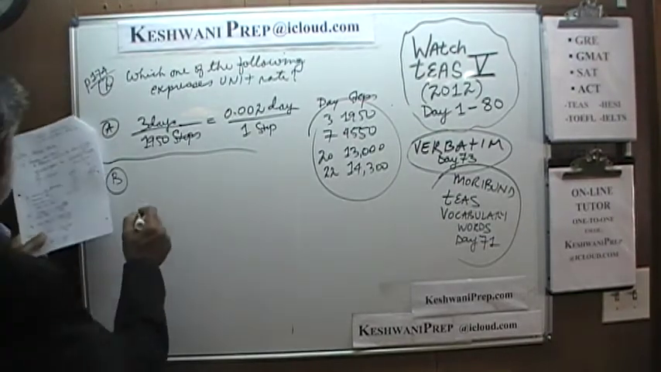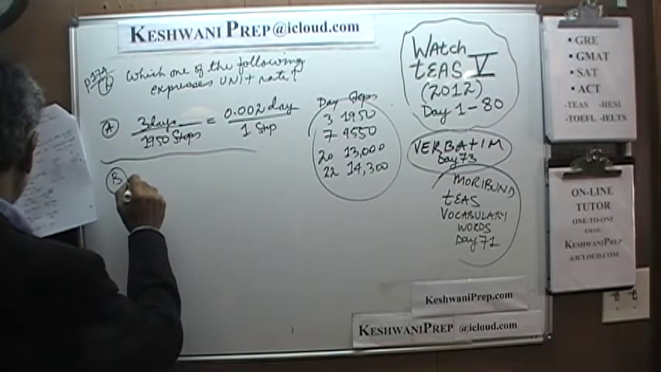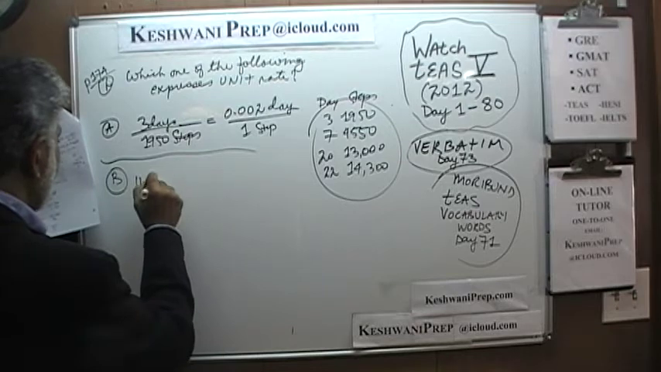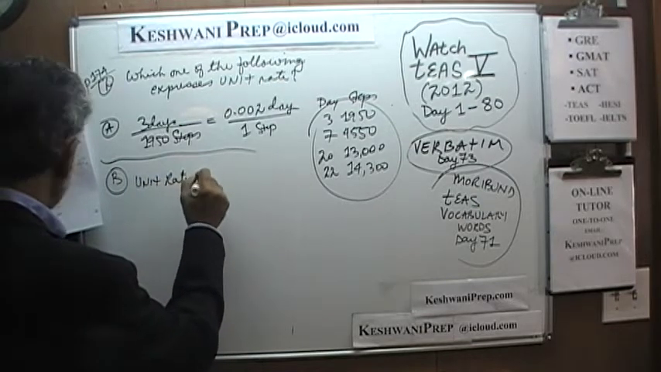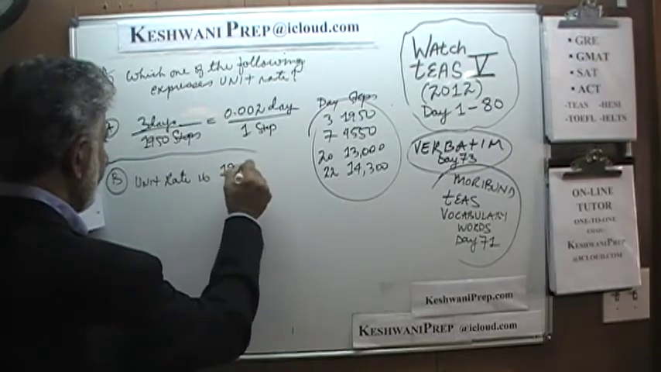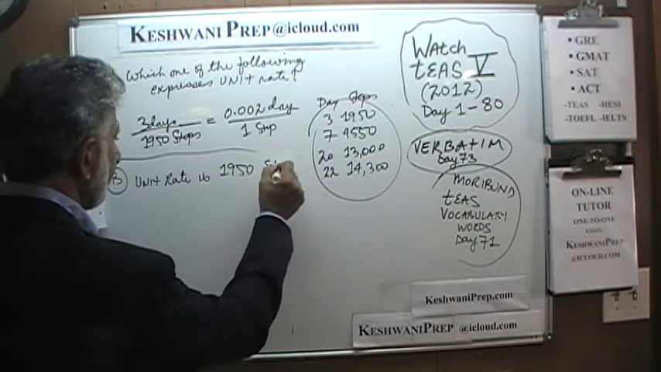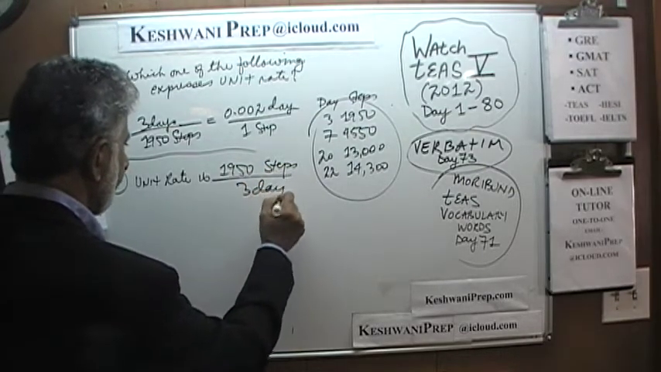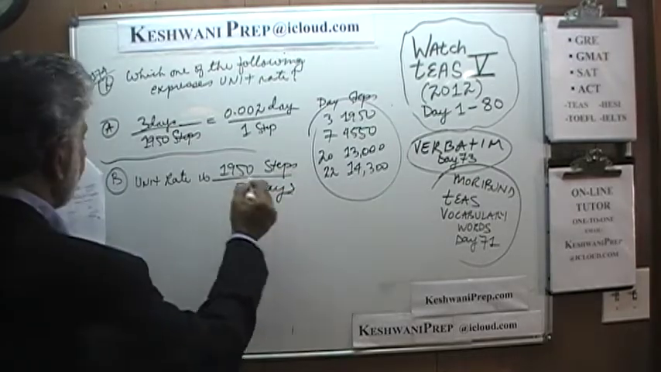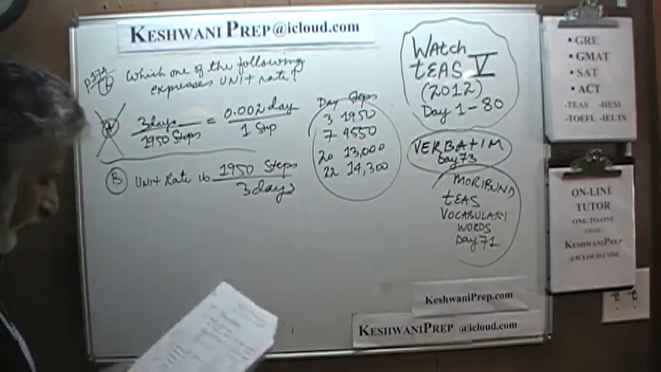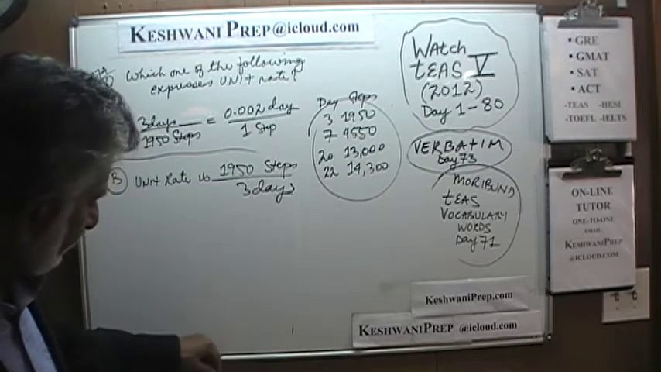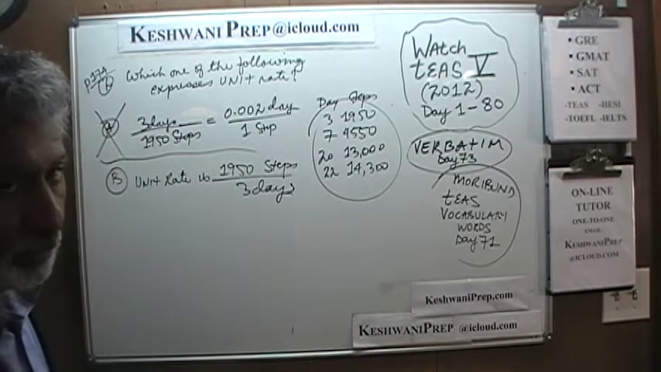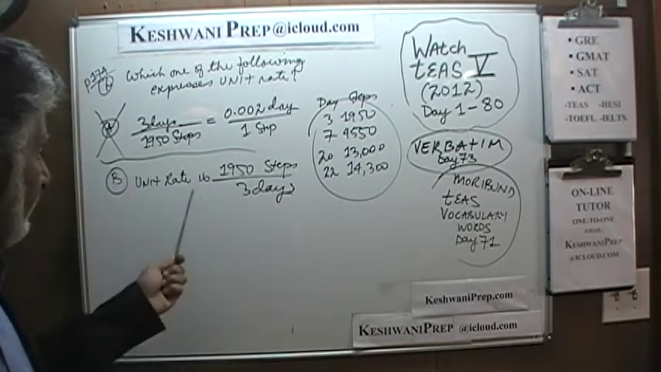B says the unit rate is 1950 steps per 3 days. We already established that A is not correct. What is wrong with answer choice B? Well, what is wrong with answer choice B is because this is not a unit rate.